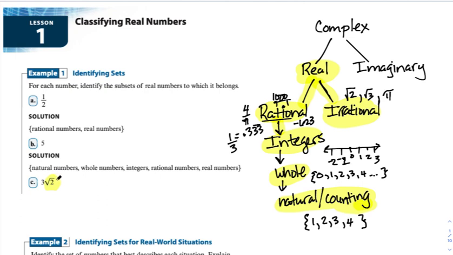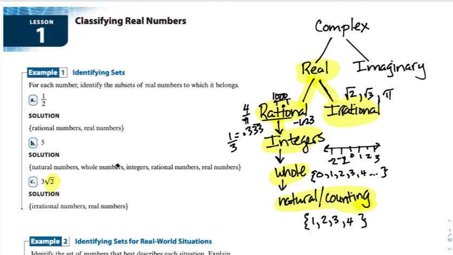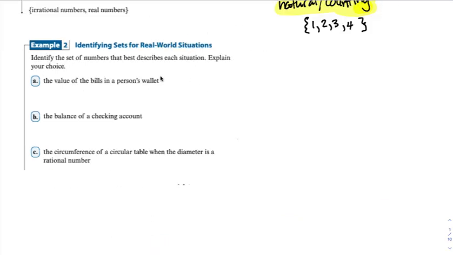I can't write it as a fraction. If it has to be a decimal, then that's all it's going to be. It's going to be irrational. And so that's a clue for us. So let's go ahead and write that down. There we go. So here in example 2, we're going to identify sets for the real world situation.